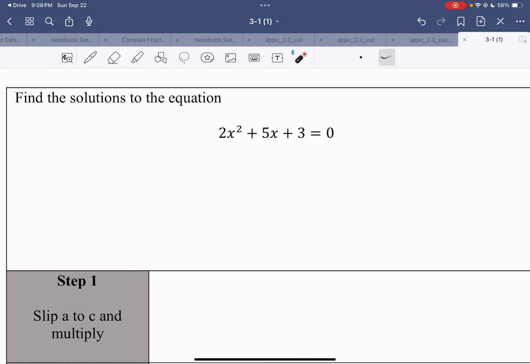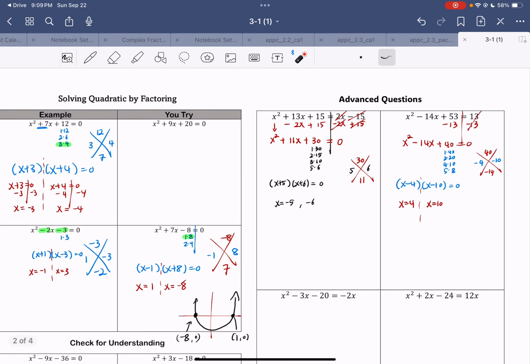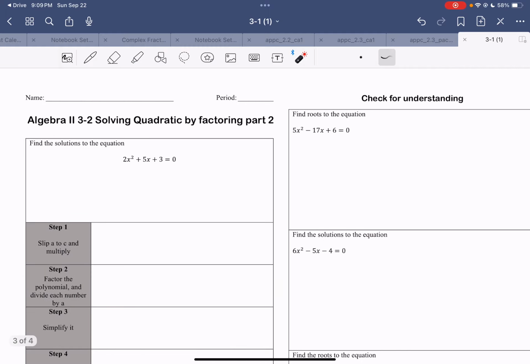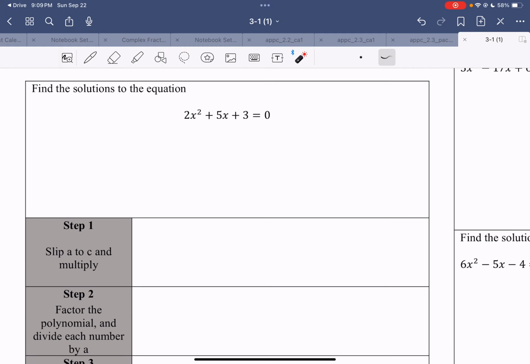But unlike the previous lesson, now we have a number in front of x squared. Because if you look at the previous lesson, we don't have anything, right? So how can we factor this one? It's very easy. So step number one, it says slip a to c and multiply. And if you don't know what that means, it's pretty simple.